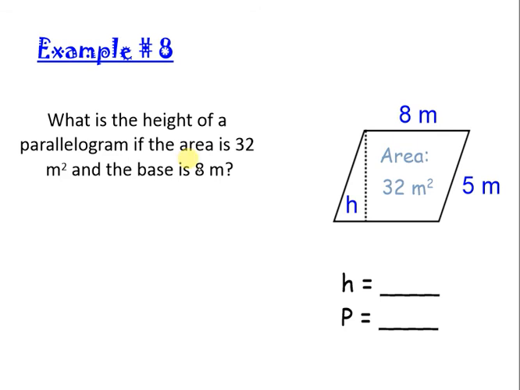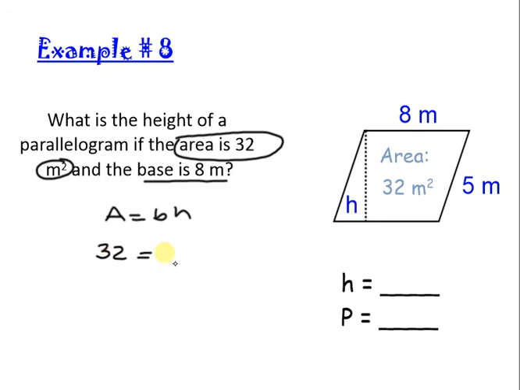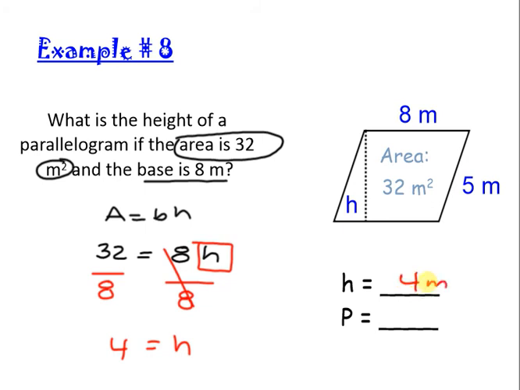What is the height of a parallelogram if the area is 32 meters squared and the base is 8 meters? So again, you always start with the formula, area equals base times height. So our area is 32 and the base is 8, but we don't know the height. So we have a one-step equation. Box the variable, divide both sides by 8. This cancels, bring down our h, bring down the equals. 32 divided by 8 is 4. So the height is 4 meters.